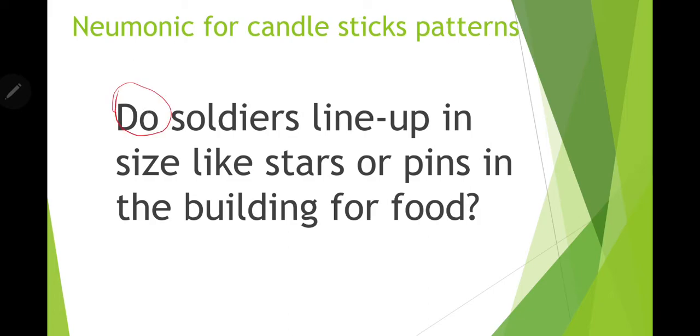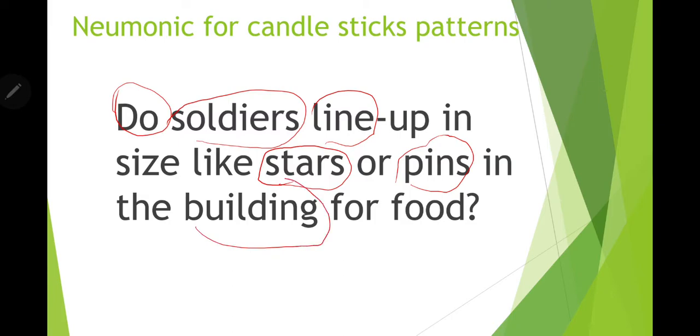We've got the Doji family. We've got the soldier family. We've got the lines family. We've got the stars family. We've got the pins family. We've got the building family. We've got the food family. So under Dojis, the Dojis are the indecision candles.